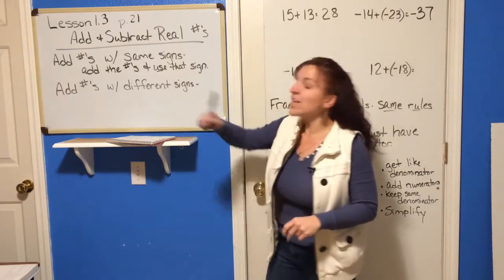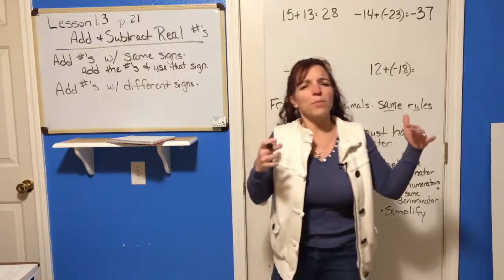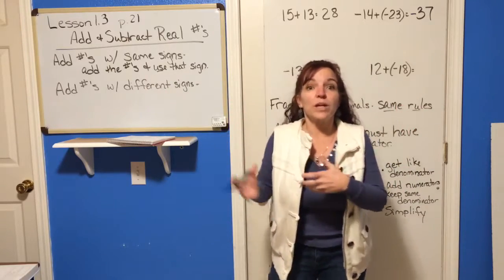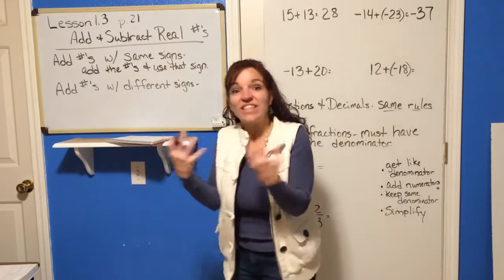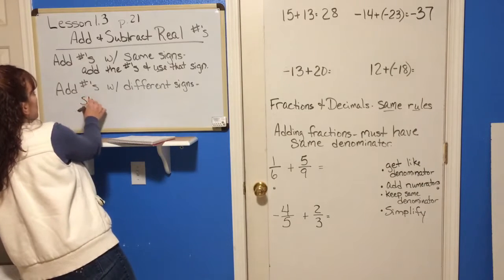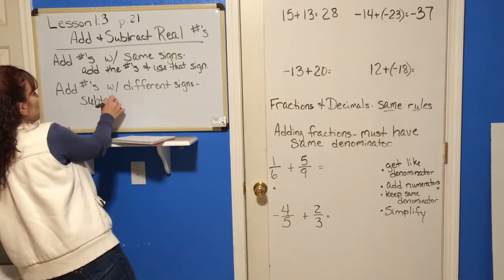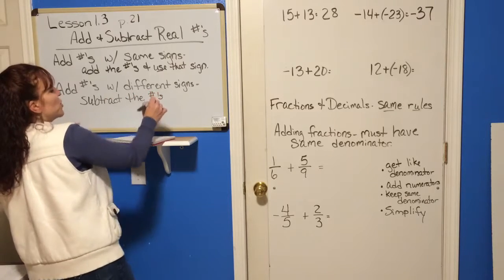If you're adding numbers with different signs, now you're going different directions on the number line. So we're going to make money, but then we're going to spend money. And so in that case, we're going to find the difference between the two. So you're going to subtract the numbers. Make sure this is in your notes so you can go back to it.